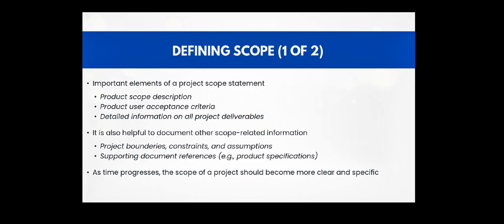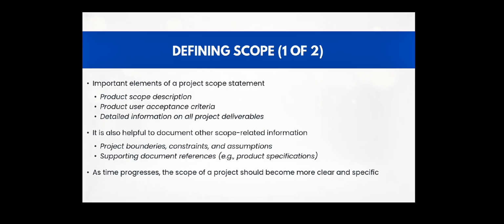The third one is detailed information on all project deliverables. The detailed information on all project deliverables means providing a comprehensive description of each item a project is expected to produce. This goes beyond just listing the deliverables. It involves specifying their characteristics, purpose, and how they will be assessed. It is also helpful to document other scope-related information.